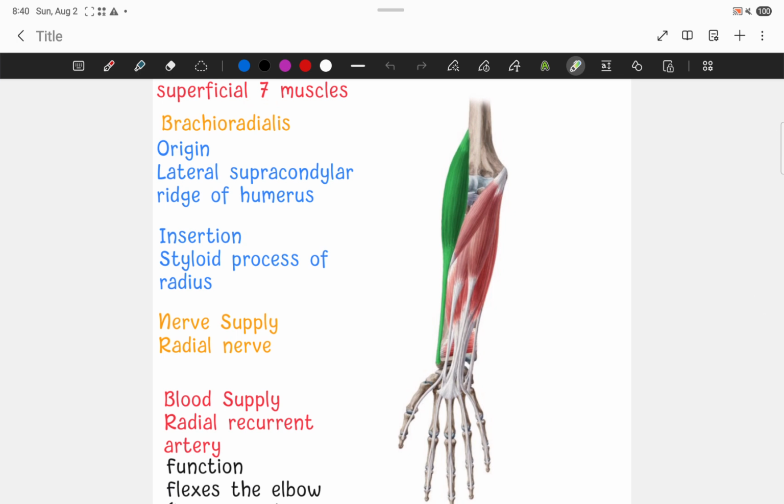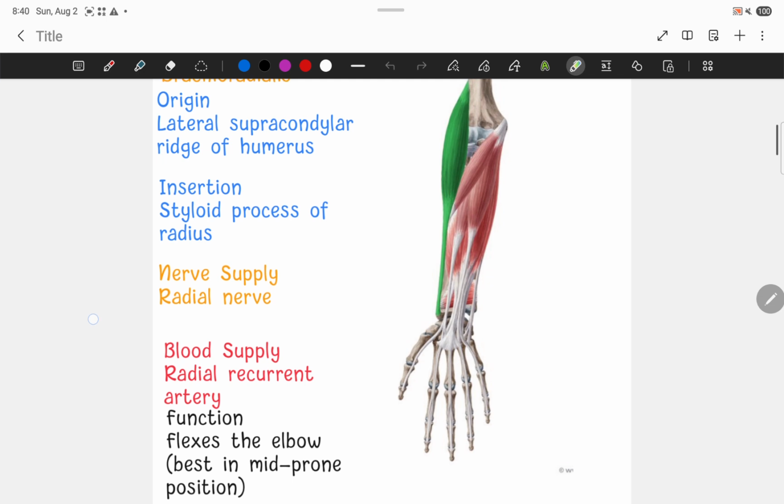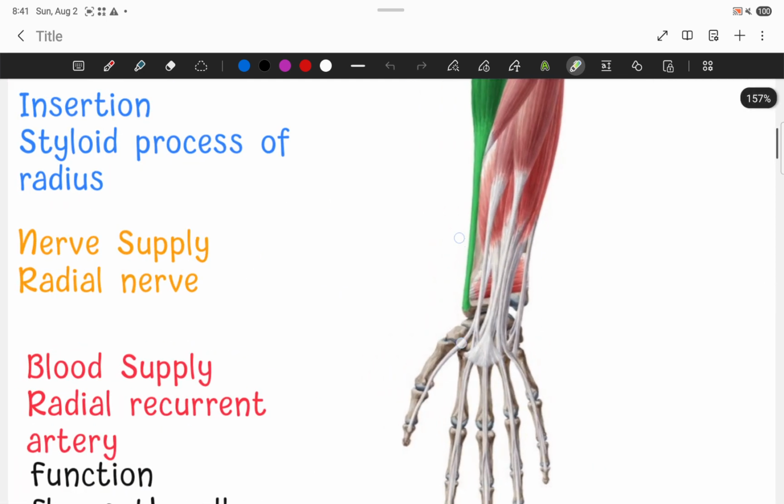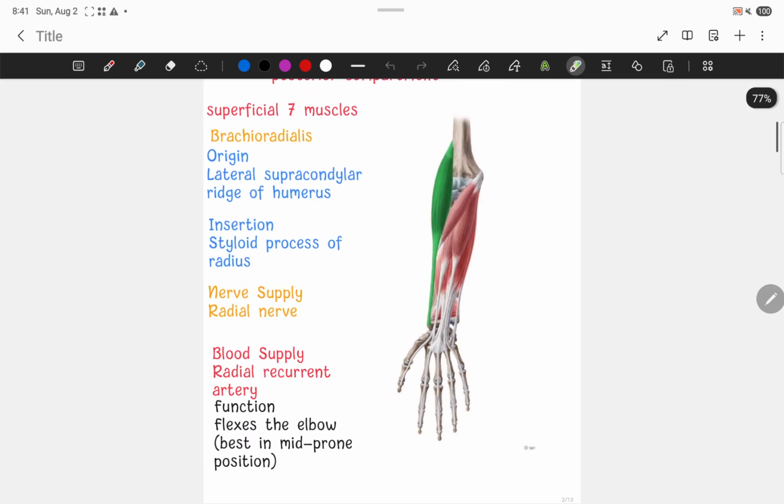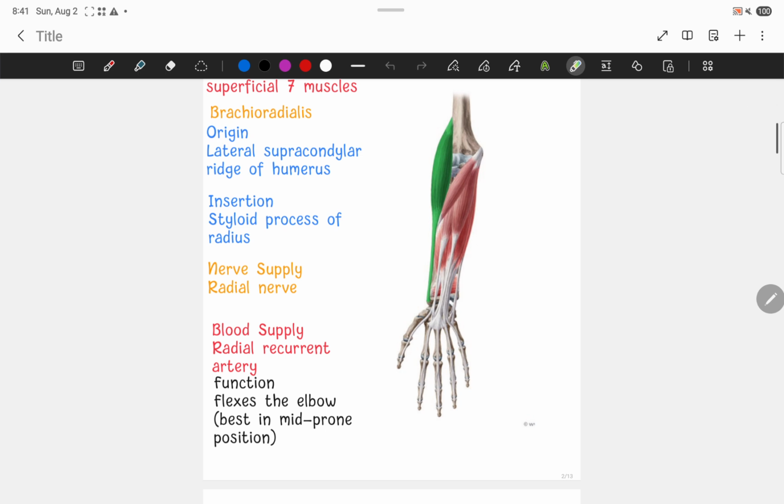Brachioradialis. The origin is the lateral supracondylar ridge of the humerus. Insertion is the styloid process of the radius. And nerve supply is the radial nerve. Blood supply is the radial recurrent artery. Remember, we have 3 radials. And the function is flexion of the elbow.